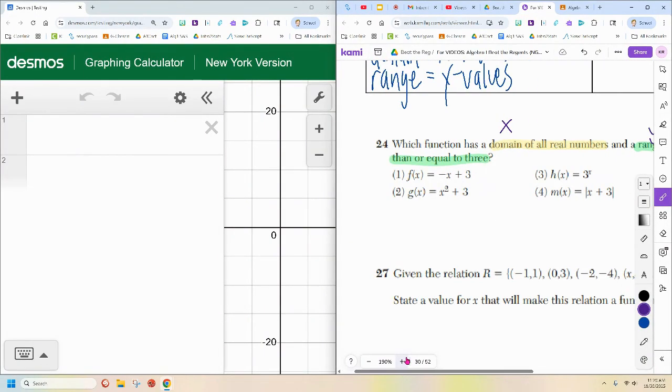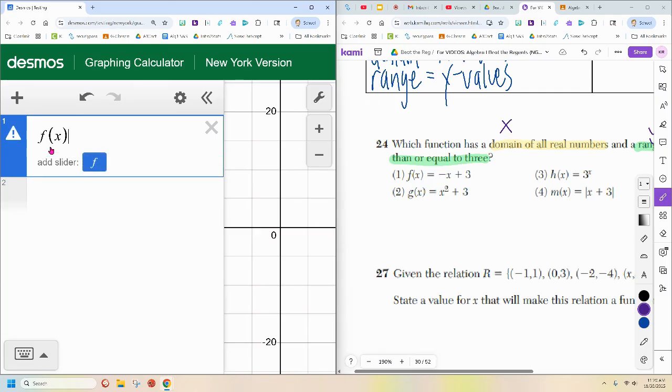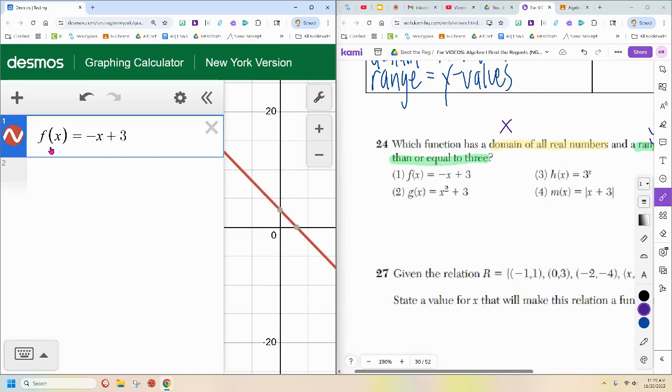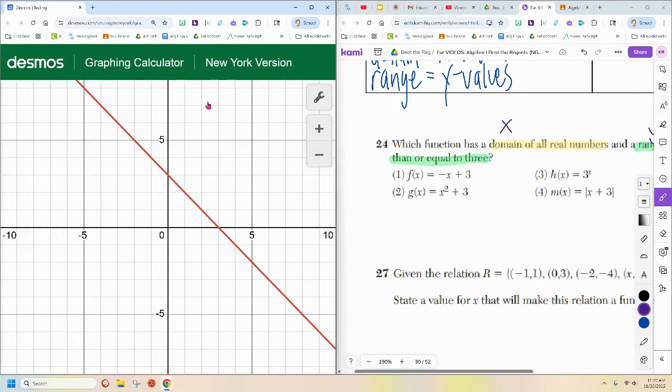All right, so let's start looking at our functions. The first function is f of x equals negative x plus 3. I'm just going to move this out of the way. And you can see that we have a straight line with a y-intercept of 3. And it's going down 1 over 1, down 1 over 1, down 1 over 1, which goes with this slope of negative 1.